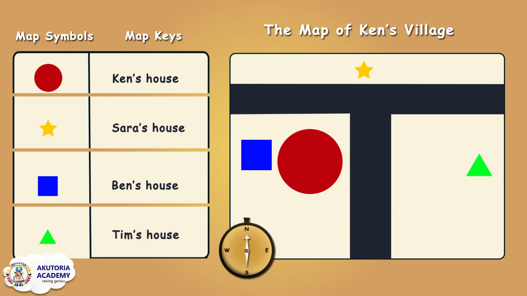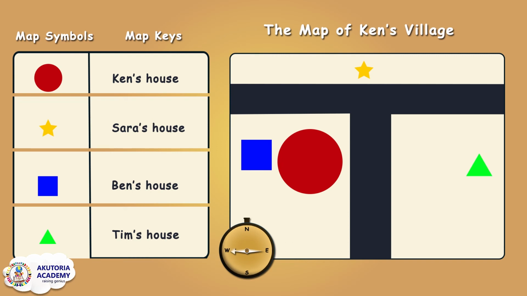Let's use our compass to know the direction these houses on the map are in. So what direction on the map is Kent's house? Is it north, south, east, or west? What direction can we find Kent's house on the map? Using our compass, we can see that Kent's house is to the west. That is to the left-hand side of the map. Kent's house and Ben's house are located in the western part of the village.